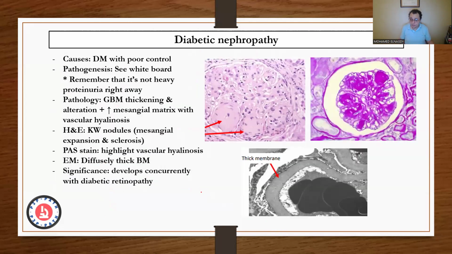Then the diabetic nephropathy is the last one for the nephrotic syndrome. It happens in patients with diabetes. Not any patient with diabetes. It's the one who doesn't control his blood sugar very well. So poor control, long-term poor diabetic control. For the pathogenesis, we need to talk about it a little bit. But you need to remember from the pathogenesis of diabetic nephropathy that it's not heavy proteinuria from the beginning. It doesn't start as heavy proteinuria right away. And I believe that most of you remember that.